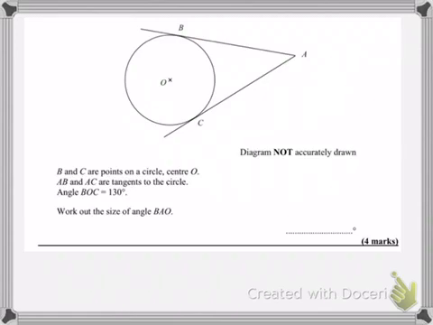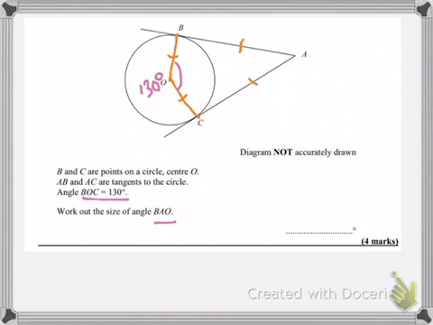Okay, again we've got a tangent, or two tangents starting from the same point outside the circle. So again we know they're equal, just like the last question. We can draw in our radius, or two radii, and again they're equal. Now we're told that BOC is 130. So in here, BOC is 130 degrees. Now, we're asked to find BAO.